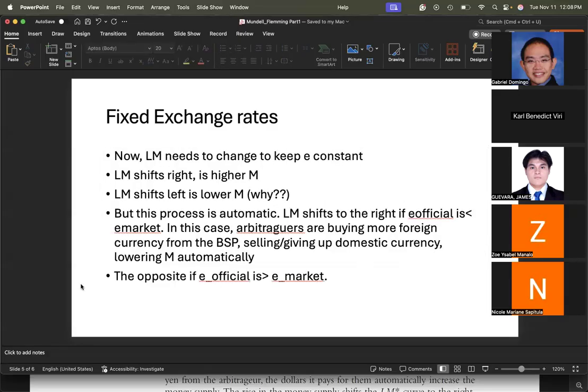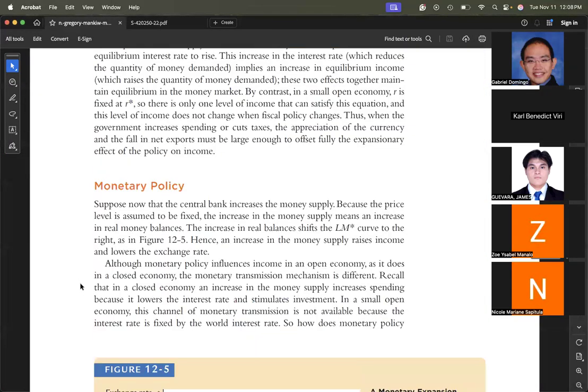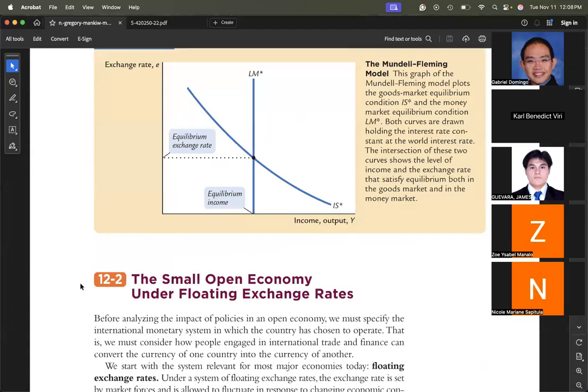Next. Now, LM needs to change to keep E constant if the exchange rate is fixed. Just from a perspective of the drawing, or the model, right? Look at this picture here, right? Now, there is a fixed exchange rate, right, guys? So therefore, the LM has to shift around, right? To keep E constant. You have to maintain LM to keep E constant.